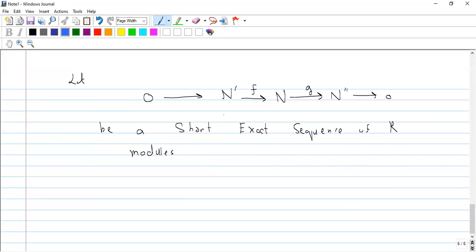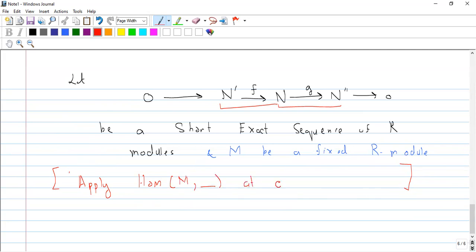So we know that, let M be a fixed R module. Now we can apply Hom. So here let me write a remark: now we can apply this Hom at each level, that is, apply Hom at this level and at this level as well, and also we can apply Hom at each homomorphism. So after applying Hom at each level, what will I get?